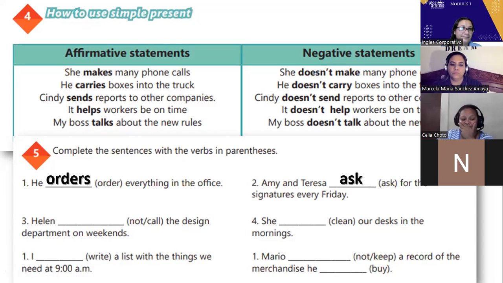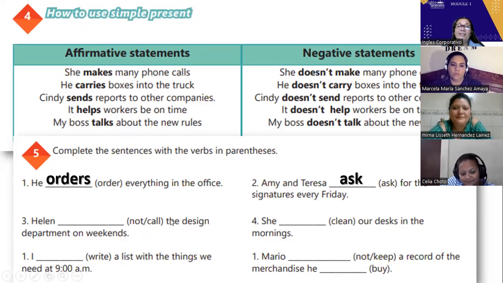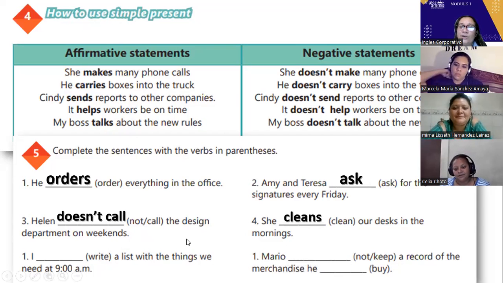Helen. Doesn't call or does not call. Remember the contraction of does not is doesn't, right? So awesome. Helen doesn't call the design department on weekends. She cleans. She cleans our desk in the morning. Next.